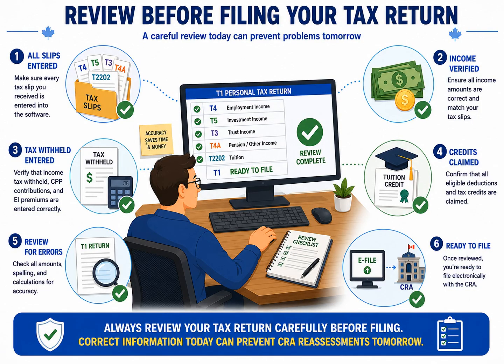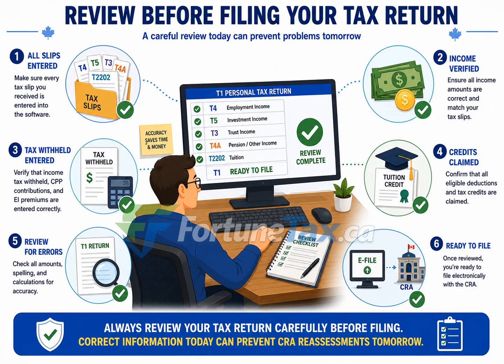After you've entered all of your tax slips into the software, one final step remains before you file your return: a careful review. Start by confirming that every tax slip you received has been entered. Compare the slips in your folder with the information shown in the software to make sure nothing has been missed. Next, verify the income amounts reported on each slip. Also check that any income tax withheld, CPP contributions, and employment insurance premiums have been entered correctly. These amounts directly affect your final tax calculation.